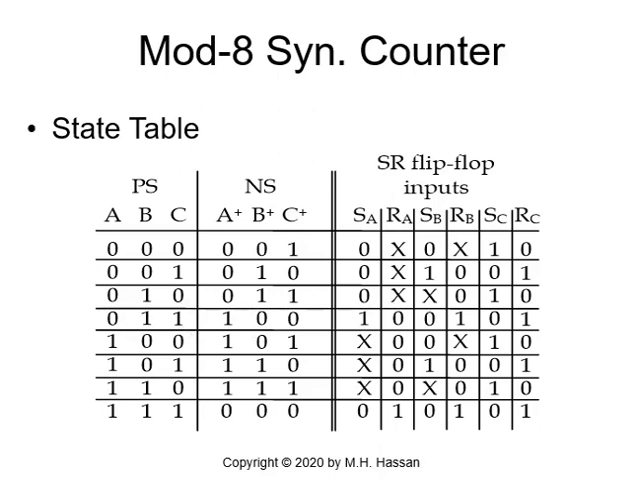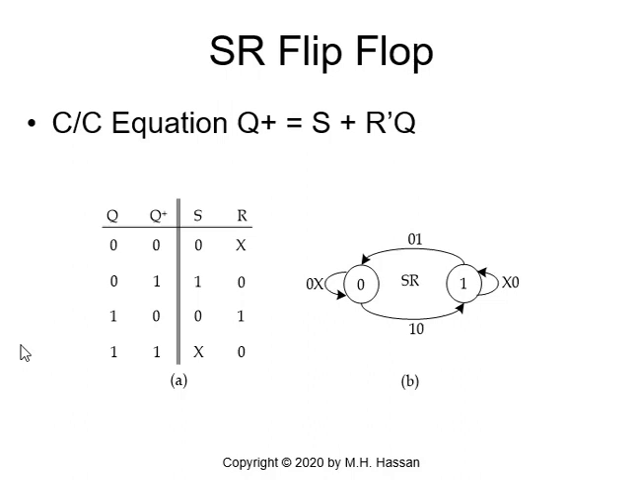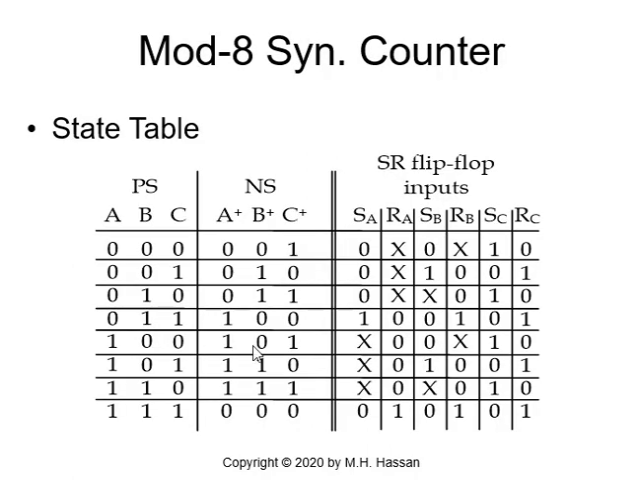0 to 0, 0 don't care. 0 to 1, we are in the set mode. For 0 to 1, we need S to be equal to 1 and R 0. So SA is 1 and RA is 0, and so on and so forth. We fill out the table fully. We do the same thing with column B and B plus as the next state. We have SB and RB and SC and RC.